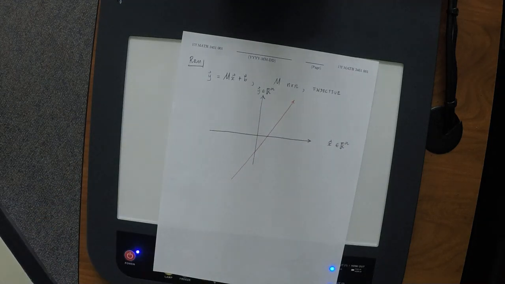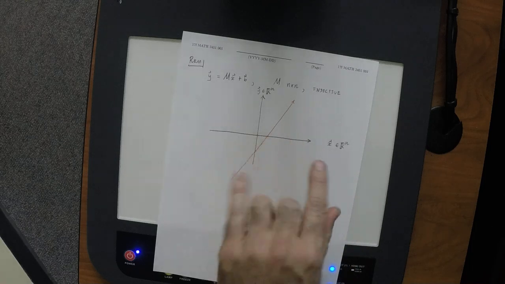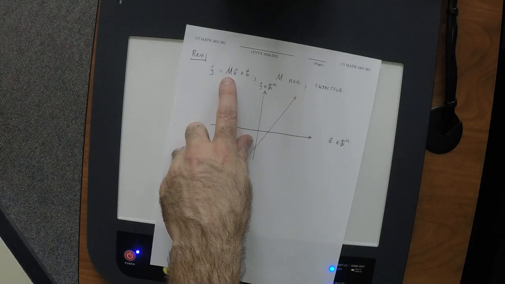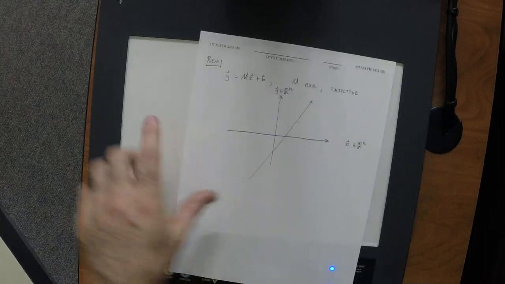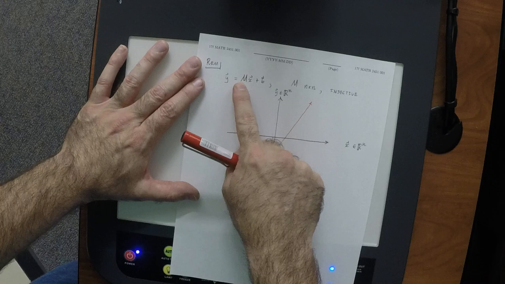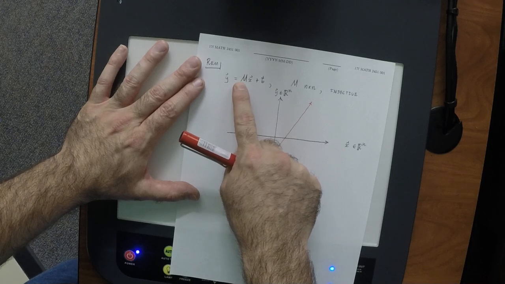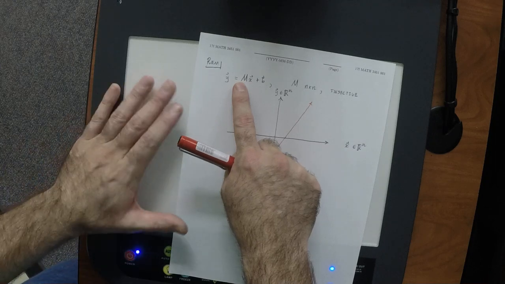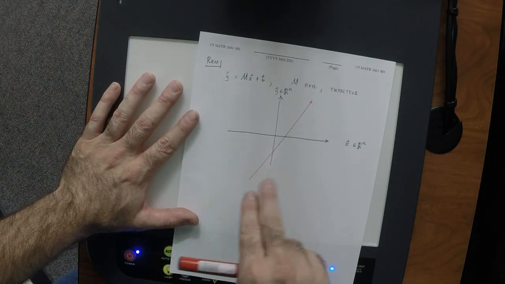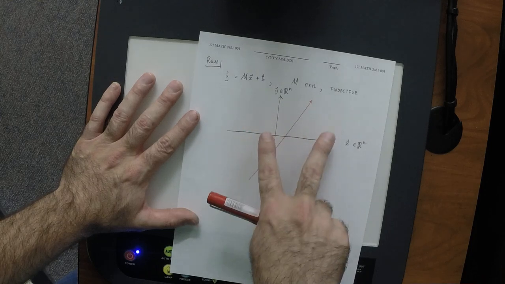Now, this function is injective, which means it's invertible. If this were really R and this was really R, then what would M be? It'd be a scalar, right? A 1x1 matrix. Okay, and if that were really the case, I could ask, what's the visual test to see whether or not what I've drawn here is invertible?